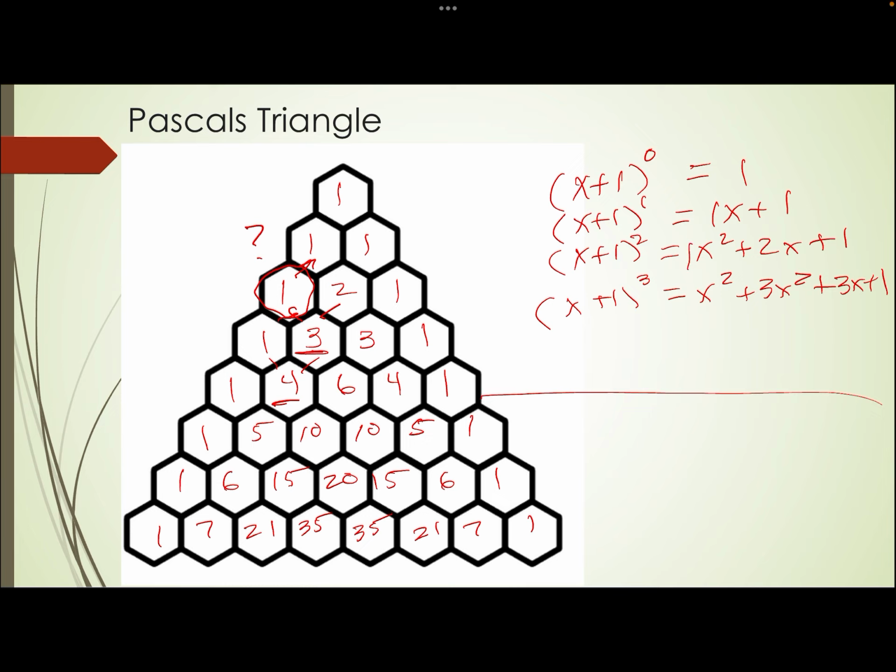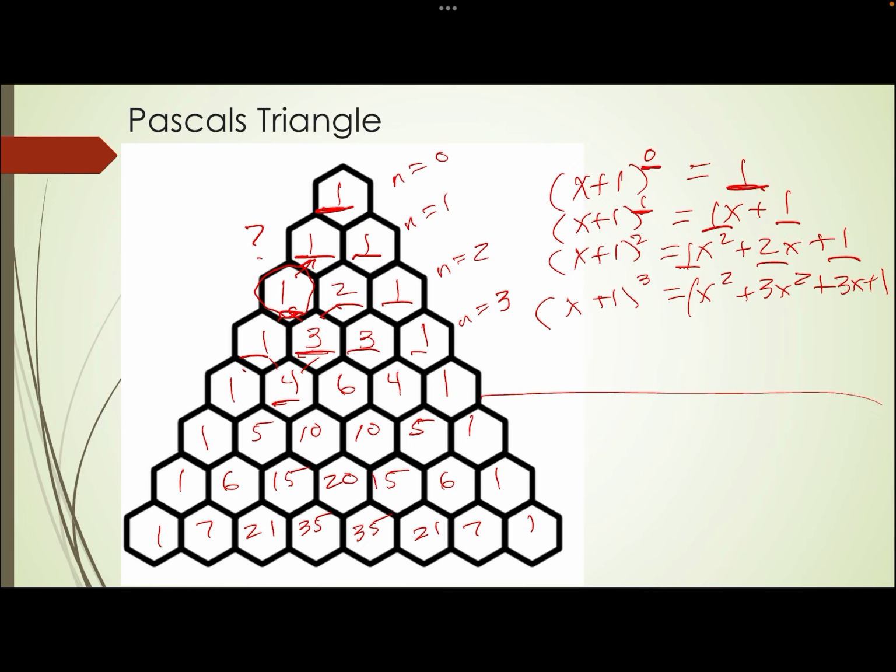If you notice, my coefficients are from Pascal's triangle. Look, this is called the 0th row. And this is the first row, and this is the second row. And notice that the third row has the 1 and 3, and the fourth row has the 1 and 4. So the 0th row has the 1. X plus 1 to the 1 has a 1 and a 1. X plus 1 squared has a 1, 2, and a 1. X plus 1 cubed has a 1, 3, 3, 1. So that's how we're going to use Pascal's triangle.